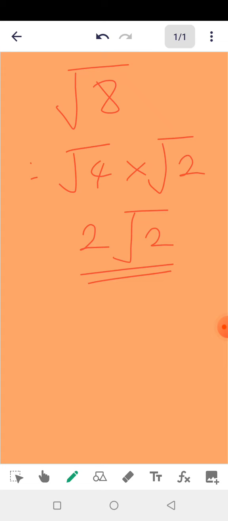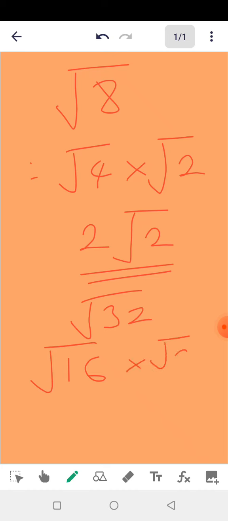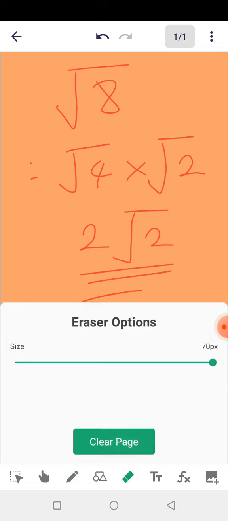Okay, we can take another simple one. Let's say I take 32, for example. Square root of 32 can be written as square root of 16 times square root of 2. Now, 16 is also a perfect square, so square root of 16 is 4, then root 2. Now, it's possible that some people may not easily see a square root in a given expression, and you may do something like this.